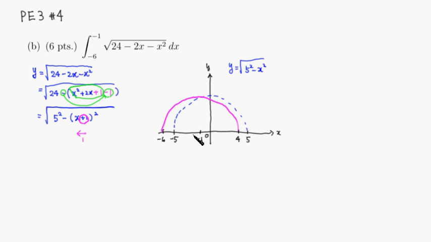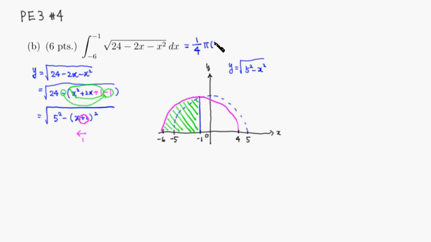Then we're looking at the integral from negative 6 to negative 1, so we are talking about this region right here. You can see that this is 1/4 of the entire circle or disk. So this is going to be 1/4 of pi r squared.